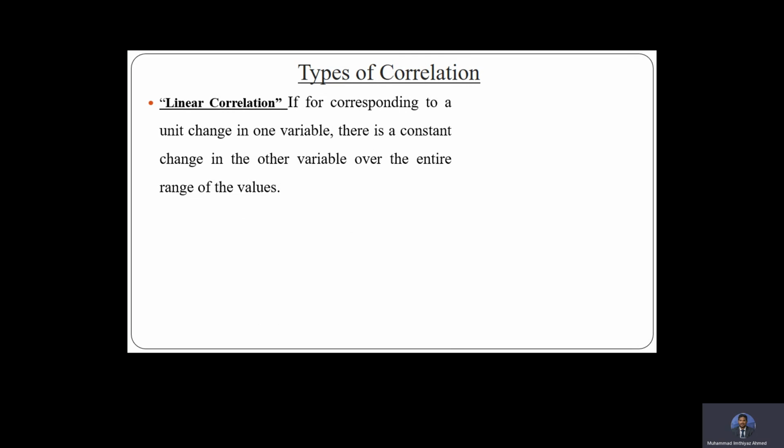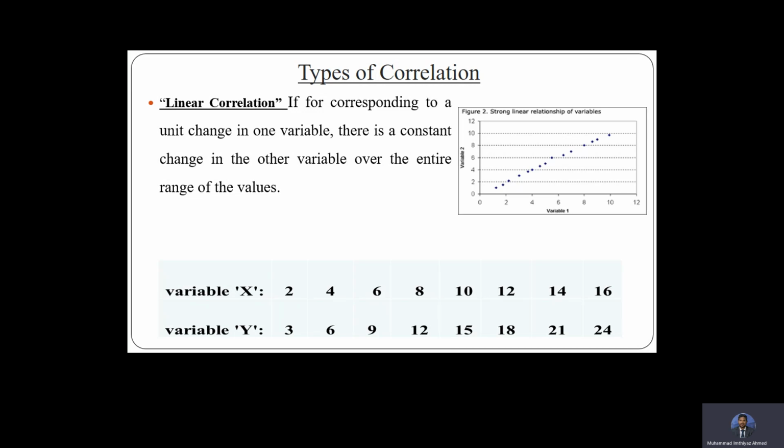Now there is another type we call linear correlation. To understand linear, can you see this example? Can you see X? Can you see Y? How many variables are we having? Only two. Now you see the X: 2, 4, 6, 8, 10, 12, 14, 16. Now you see Y: 3, 6, 9. Here it is increasing by 2: 2 plus 2 is 4, 4 plus 2 is 6. Like that it is increasing. Variable Y is in the order of 3.